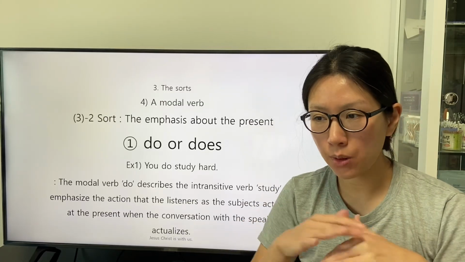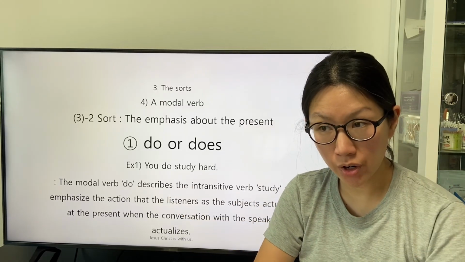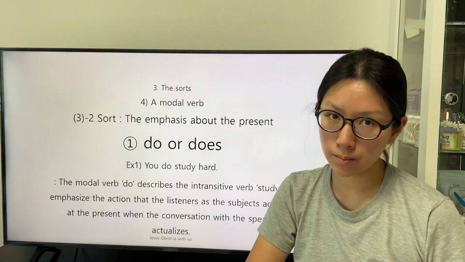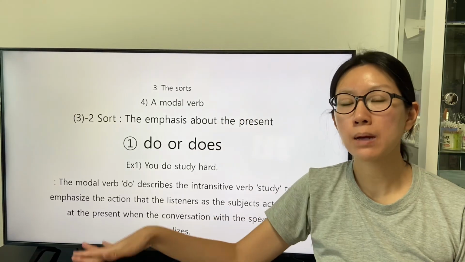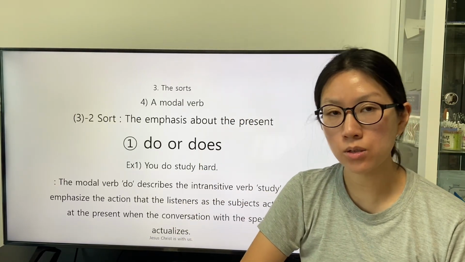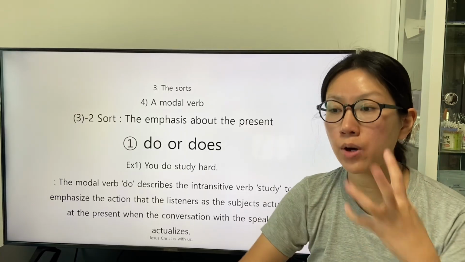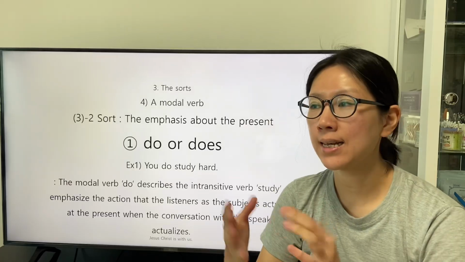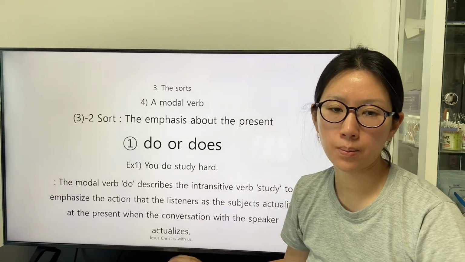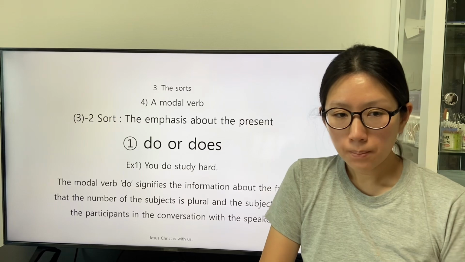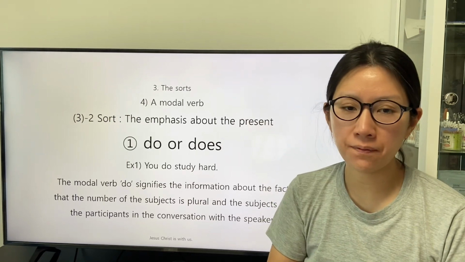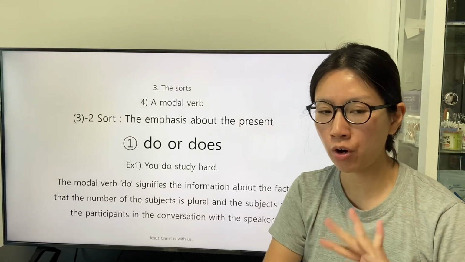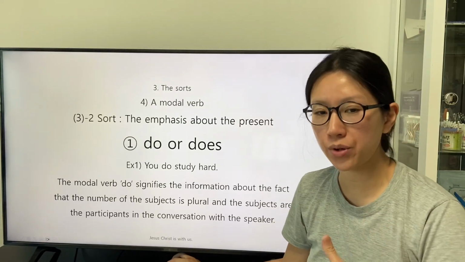We expand the range of the listener to every listener on earth because we are all linked by the one spiritually. So we can understand that the number of the listeners is always considered as plural. The modal verb do signifies the information about the fact that the number of the subject is plural and the subjects are the participants in the conversation with the speaker.